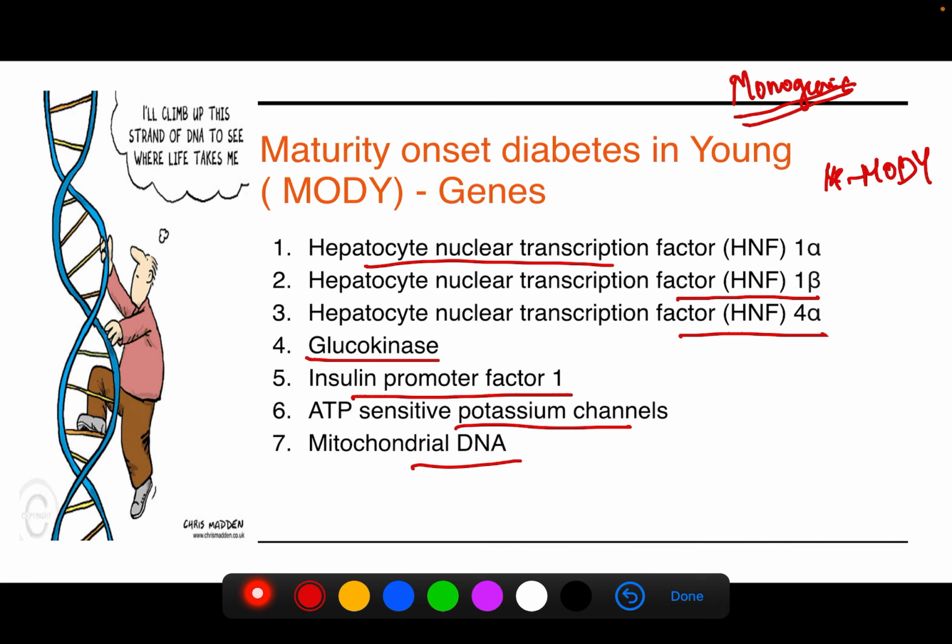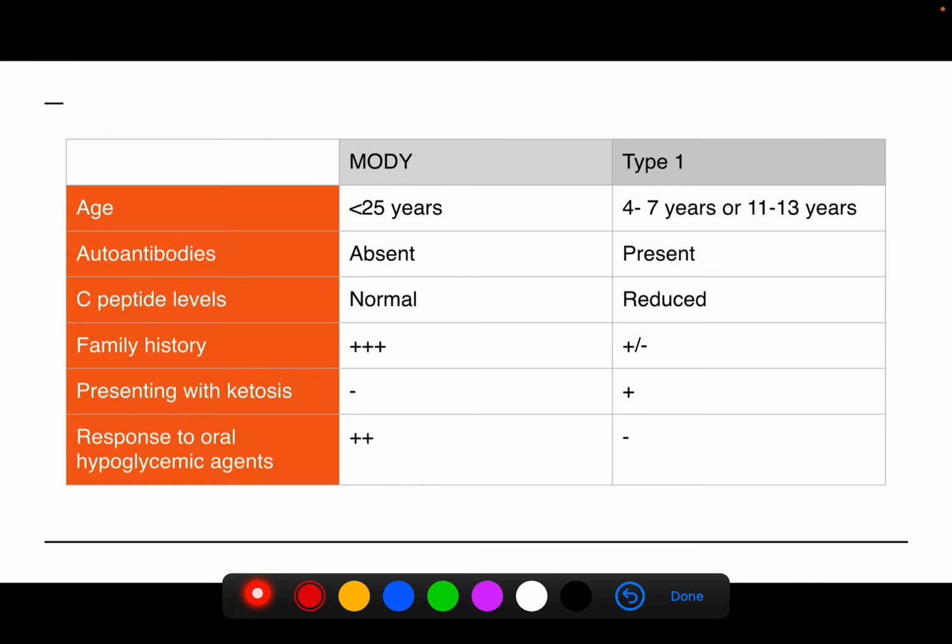If you suspect 100 patients with MODY, maybe anywhere between 15 to 20% will have genetic mutations, any of these. So is this clear? A young patient coming with hyperglycemia, keep two differentials in mind: type 1 diabetes mellitus first, followed by maturity onset diabetes in young.